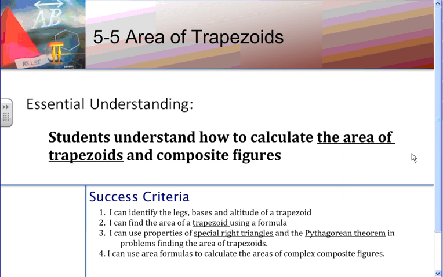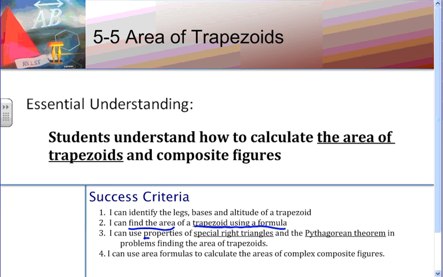In section 5.5, we're going to study the area of trapezoids, and our learning goal for this section is that students will understand how to calculate the area of trapezoids and composite figures. The success criteria for this section: I can identify the legs, bases, and altitude or height of a trapezoid. I can find the area of a trapezoid using a formula.